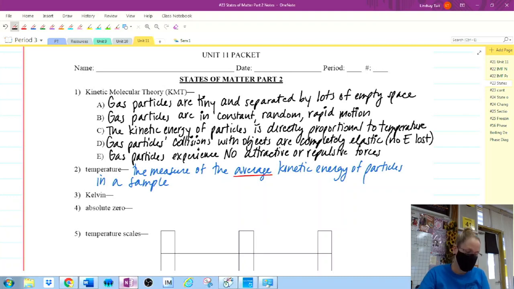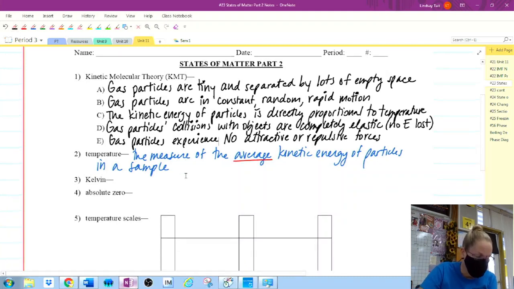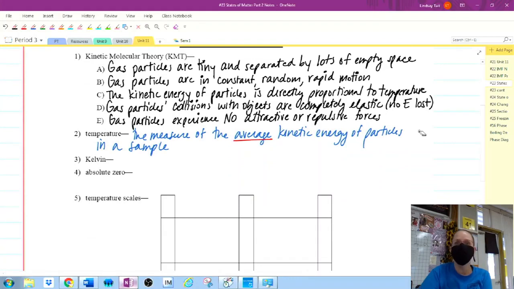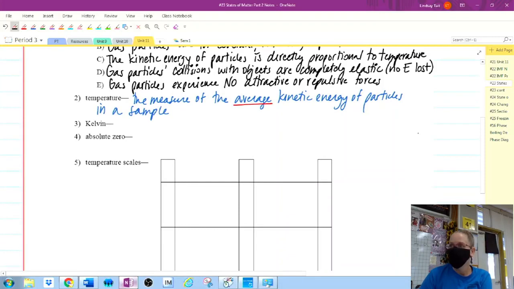All right, so that's our KMT, and we use this a lot to explain some of the other observations that we see with our states of matter. Specifically, there's a lot of stuff here with gases, and our whole next unit is on gases. So we'll actually come back to this for why some of the calculations are the way that they are. Okay? All right, now we're going to shift our focus onto temperature again.